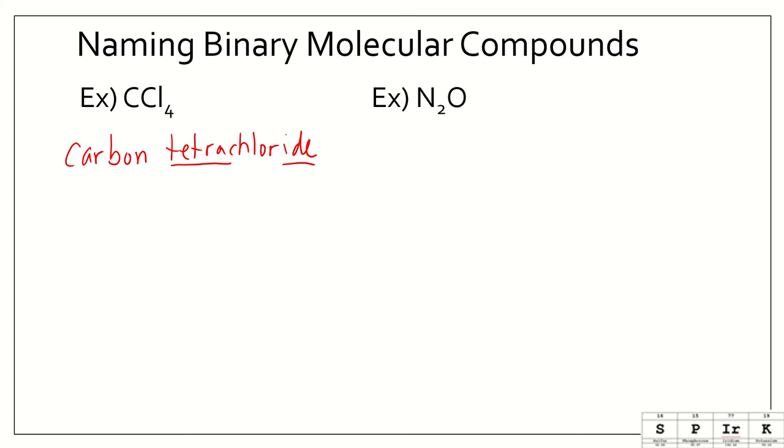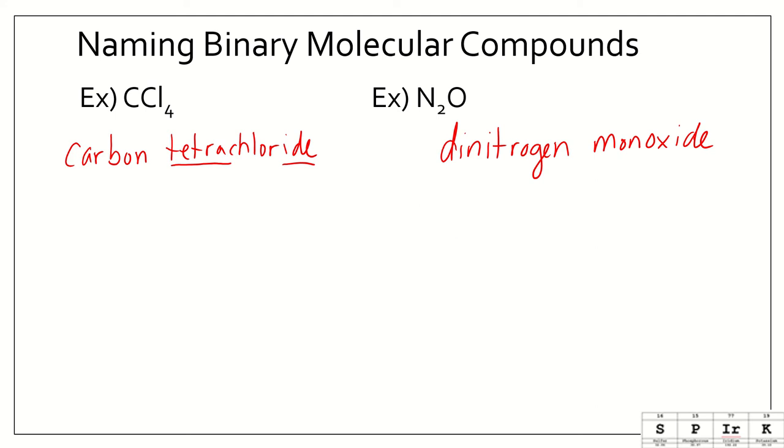N2O, we have 2 nitrogens and 1 oxygen, so we have dinitrogen monoxide. Dinitrogen monoxide. Now notice in the previous example, CCl4, we didn't write monocarbon on the first word.